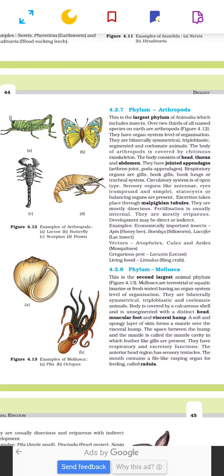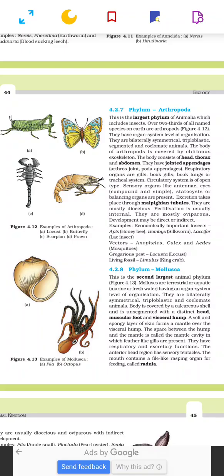Phylum Mollusca 4.2.8. This is the second largest animal phylum. Mollusca are terrestrial or aquatic, marine or freshwater, having an organ system level of organization. They are bilaterally symmetrical, triploblastic and coelomate animals. The body is covered by a calcareous shell and is unsegmented with a distinct head, muscular foot and visceral hump. A soft and spongy layer of skin forms a mantle over the visceral hump. The space between the hump and the mantle is called the mantle cavity, in which feather-like gills are present.